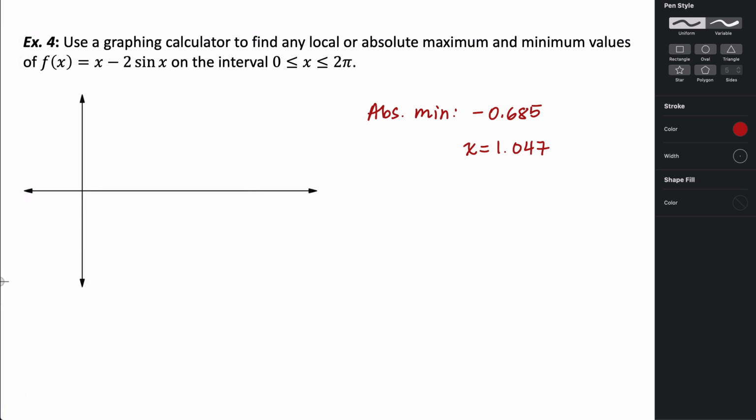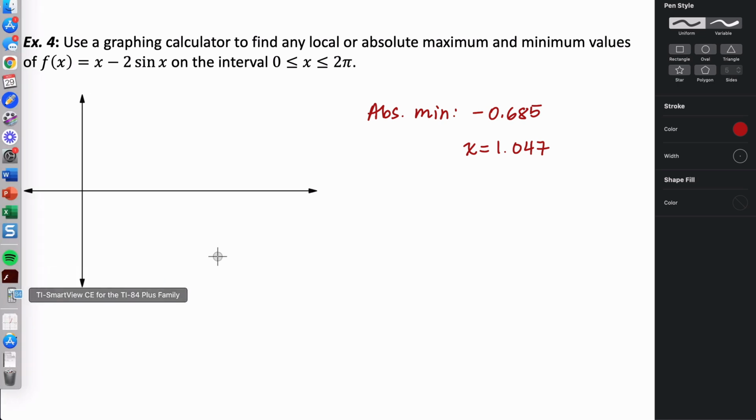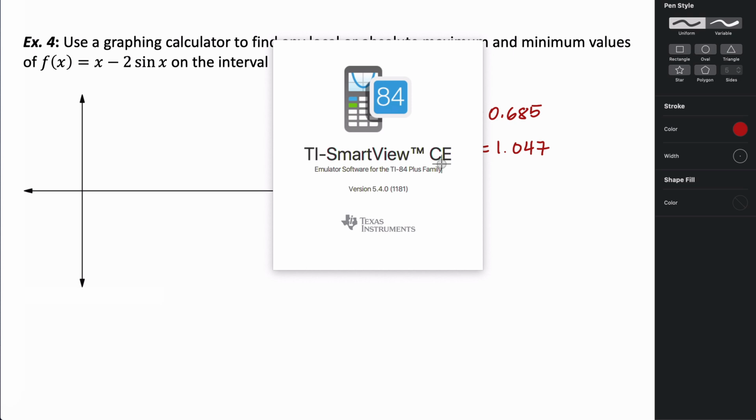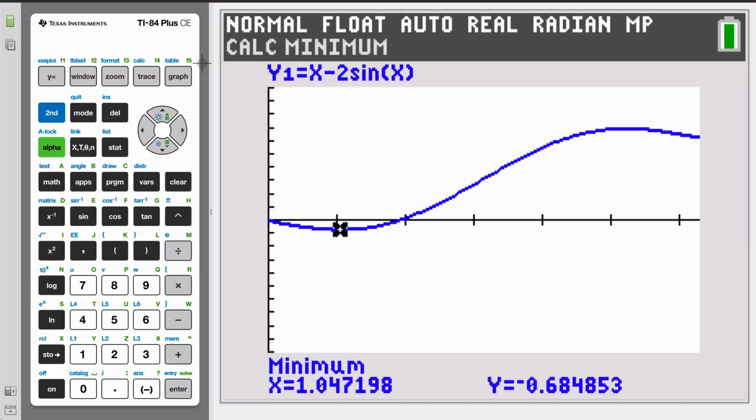Oh, whoops, I closed that. I accidentally closed my calculator, so let me open this up again. Okay, so there's our minimum.